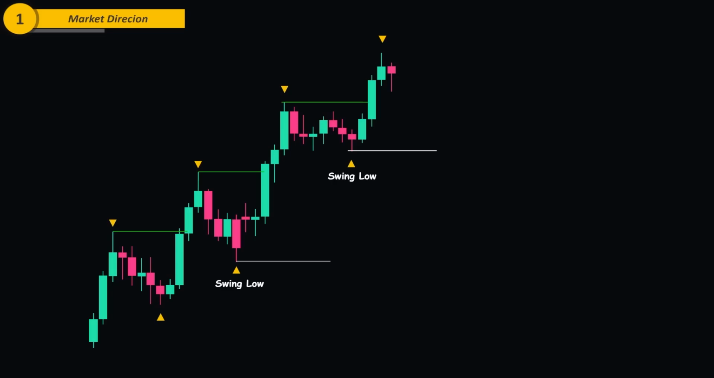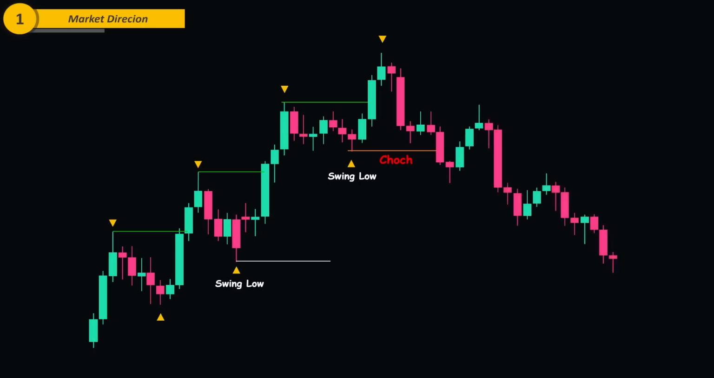However, if the price manages to break and close below the protected low, it forms a change of character. A change of character indicates that buyers have failed to protect the structure, and sellers are now taking control. It signals that a potential market reversal is coming.